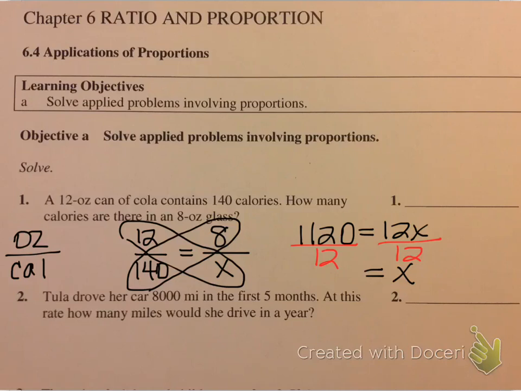This doesn't give me any directions as to what I need to round to. It just says how many calories are there. Since it's about 93, it'd be 93.3 repeating, but you can just say 93. So about 93 calories, and that's just a rounding. But translate into a proportion, solve using cross products.